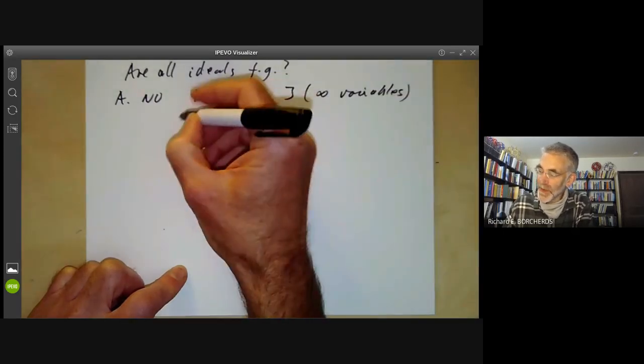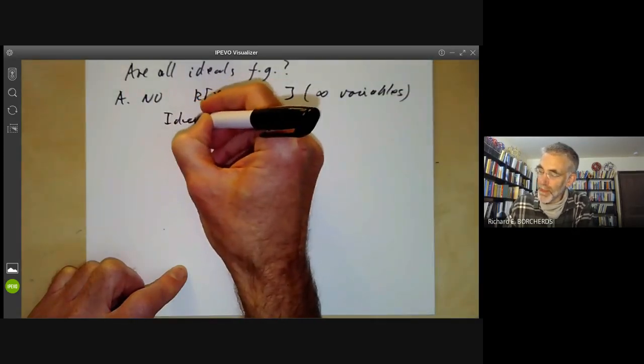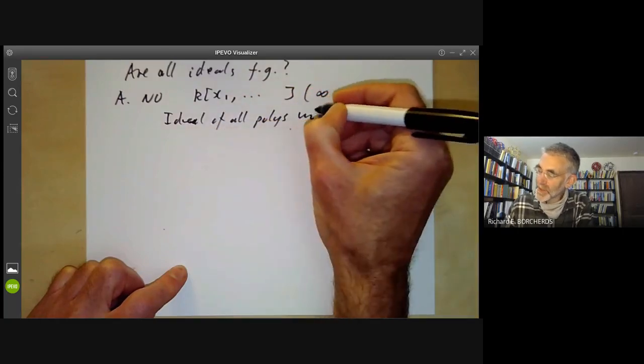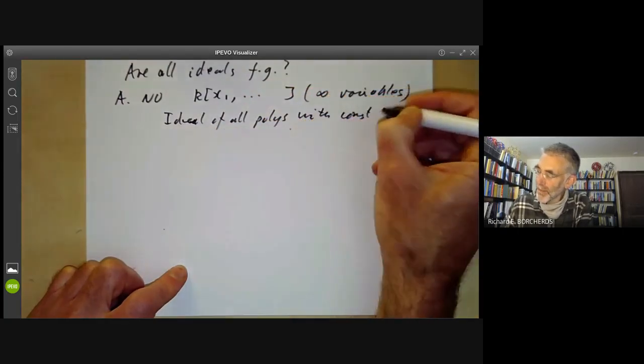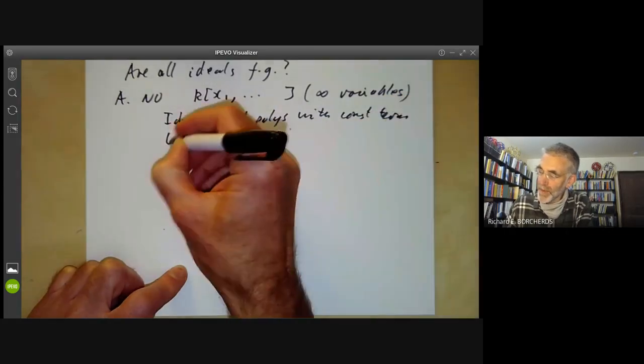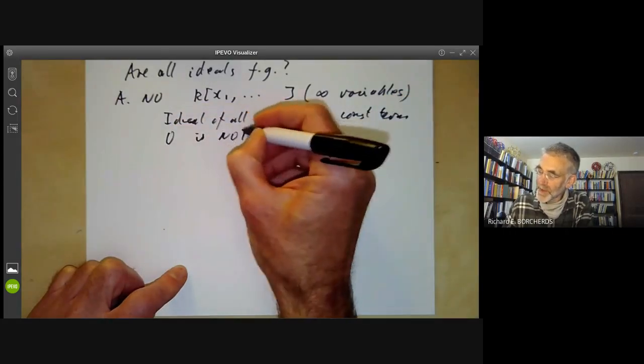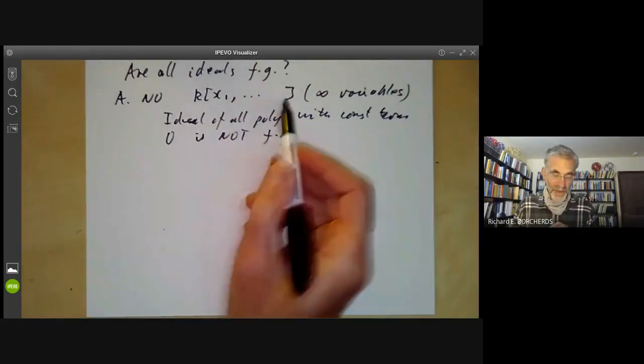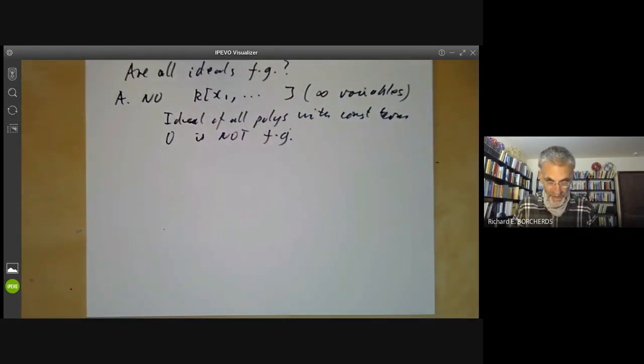And then if you look at the ideal of all polynomials with constant term zero, this is not finitely generated. So this only works for polynomials in a finite number of variables, not for an infinite number of variables.